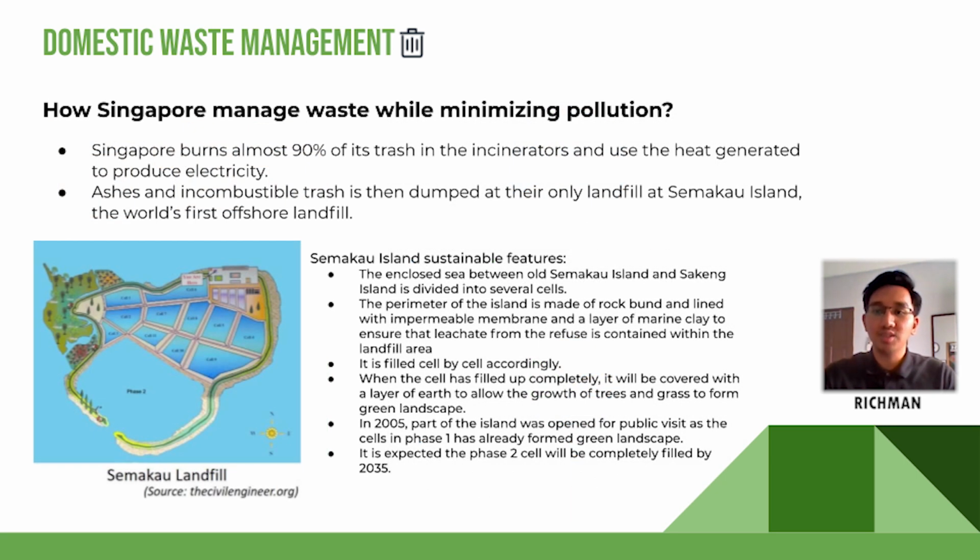Now, we will look into how Singapore successfully managed its waste. Singapore burns almost 90% of its trash in incinerators to produce electricity. Ashes are then dumped at their offshore landfill that has sustainable features. The perimeter of the island is made of rock bund and lined with an impermeable membrane and a layer of marine clay to ensure that the leachate from the refuse is contained within the landfill area. When the site has been filled completely, it will be covered with a layer of earth to allow the growth of trees and grass to form a green landscape.